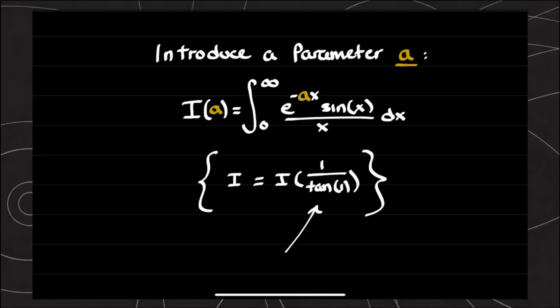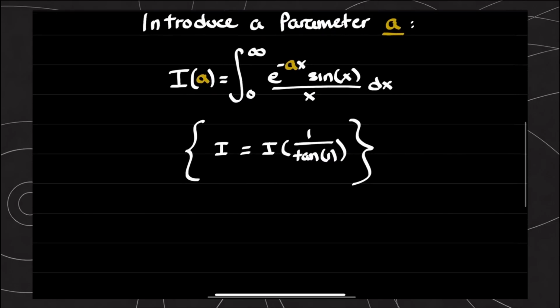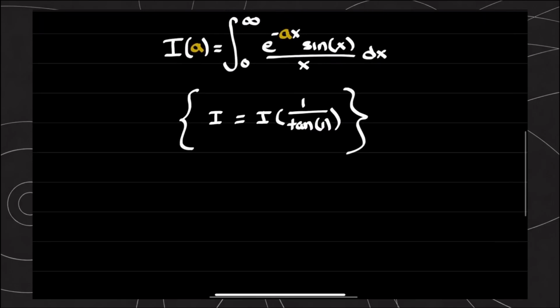Now our original integral is of course when a is equal to 1 over tangent of 1, and we can see that we just recreate the original problem. One of the questions we can ask when looking at this new integral is about the derivative. What is that derivative going to look like, because we now have a parameter involved?